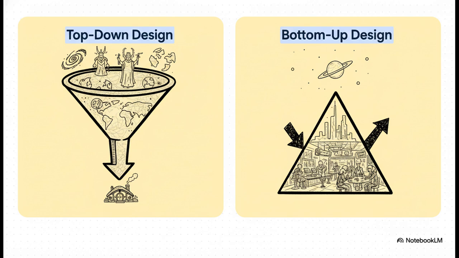But then, on the other hand, you have the bottom-up approach, which is more like building a pyramid. You start with one super-specific, vivid place, a desert cantina on a dusty planet, a single cyberpunk city street, and you build the world outwards from there, revealing more as the story goes on.